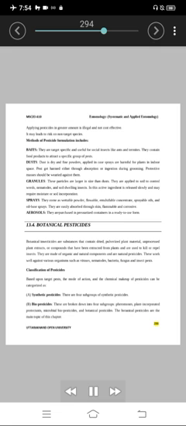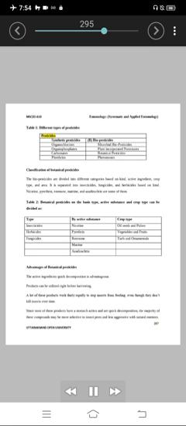Table 1. Different types of pesticides. Pesticides. A. Synthetic pesticides: organochlorines, organophosphates, carbamates, pyrethroids. B. Biopesticides: microbial biopesticides, plant-incorporated protectants, botanical pesticides, pheromones.